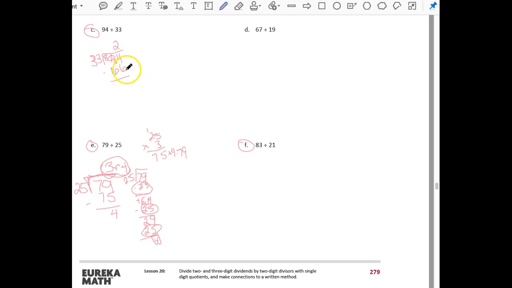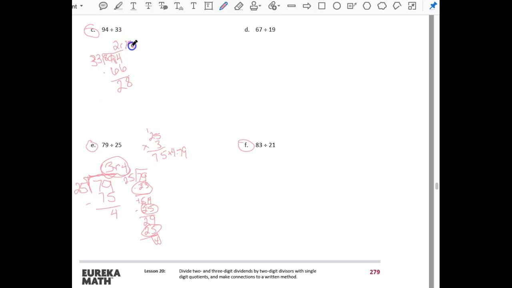Now I think about it, and I go 6 and 6 gets me 12, and 2 more would get me 14. So that's going to be an 8. 6 plus 2 is 8. And then 6 taken away from 8. Oh, yeah, isn't that 2 also? 28 is our remainder.